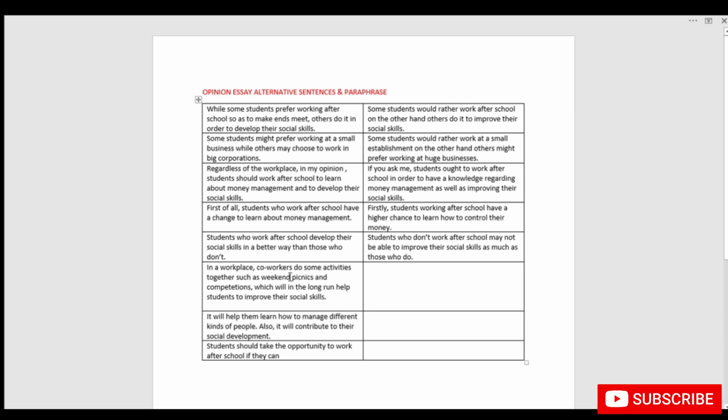And the next one, in a workplace, co-workers do some activities together, such as weekend picnics and competitions, which will in the long run help students to improve their social skills. So I'm going to change it by saying, in an establishment, colleagues might engage in social activities like weekend picnics, so instead of saying colleague, you can say co-workers or people working together, and competitions.